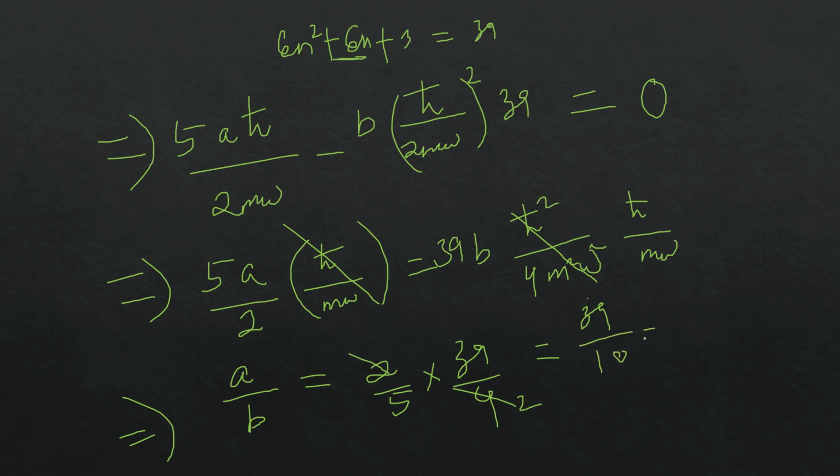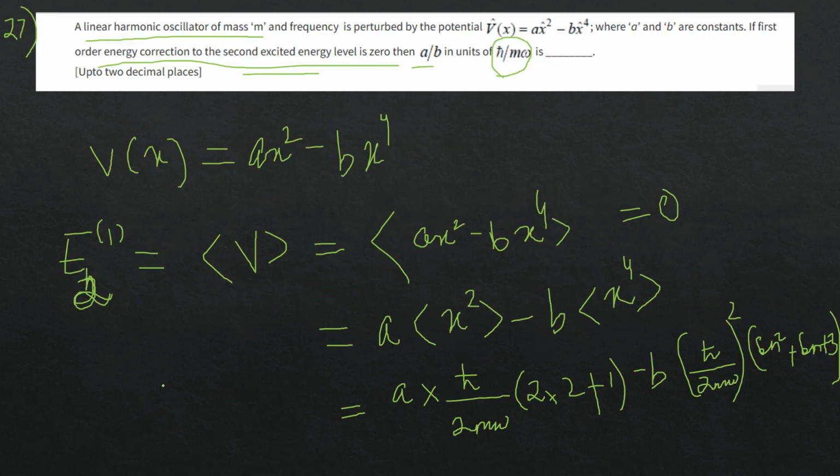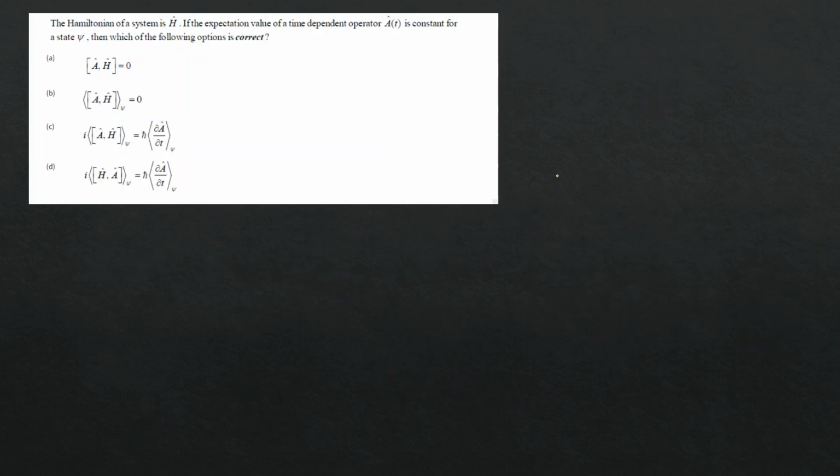So this is what? 3.9 h cut by m omega is your answer. Right, this is the answer. So answer is 3.9. Right, yeah. Next question.